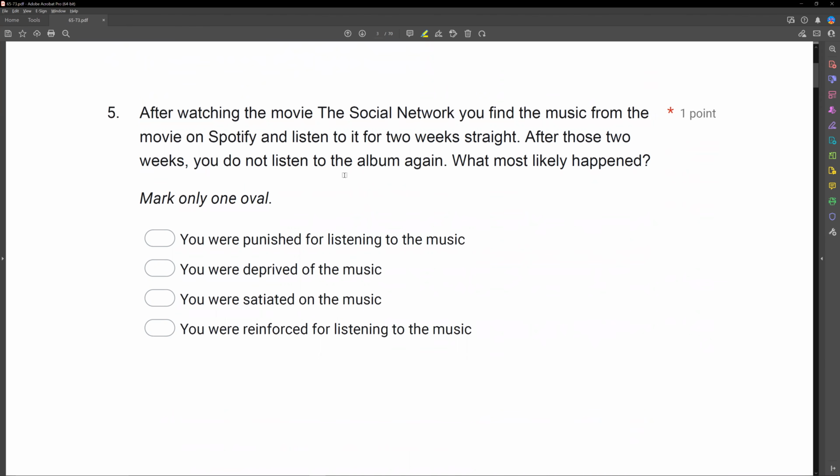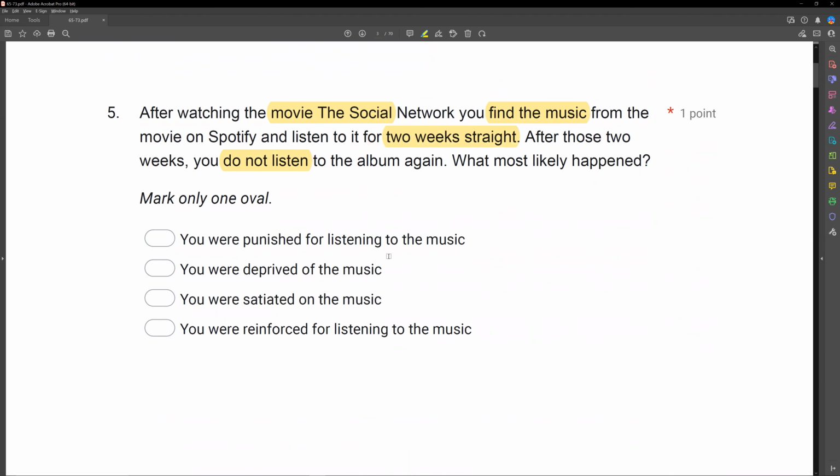After those 2 weeks, you do not listen to the album again. What most likely happened? Let's be careful here. Remember, we're only using the information given to us. All we know is you watched the movie, you found the music, you listened for 2 weeks straight, and then you stopped. That's what we know.